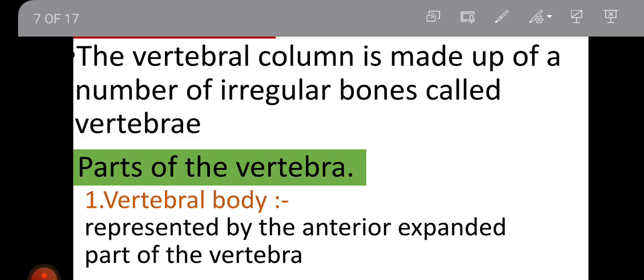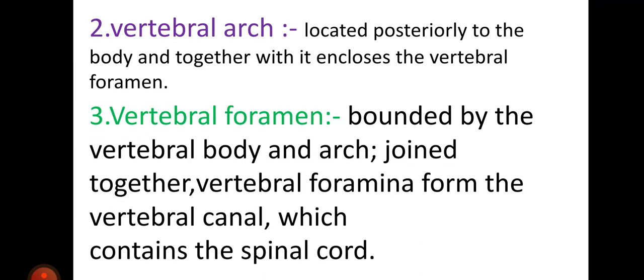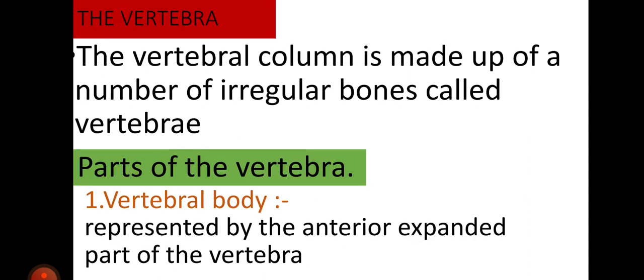Now next we will study the parts of a vertebra. There are 3 parts of the vertebra. One is the vertebral body, second is the vertebral arch and third is the vertebral foramen. The vertebral body is represented by the anterior expanded part of the vertebra.